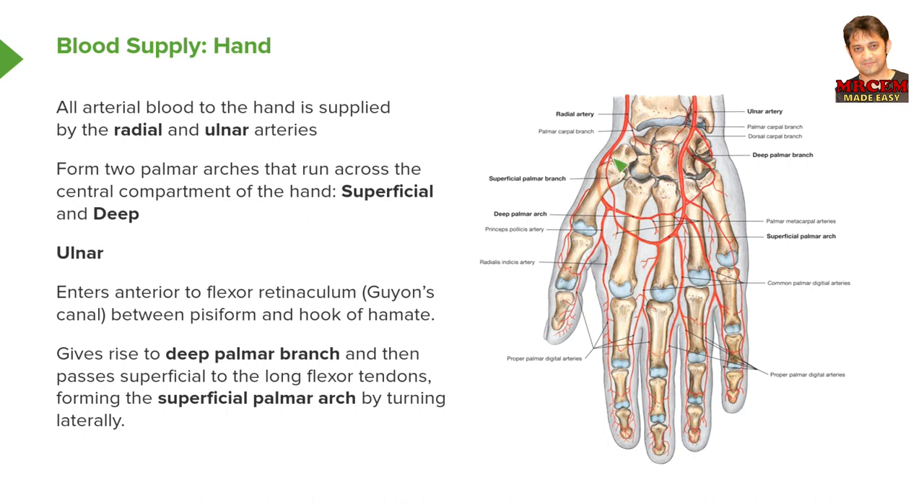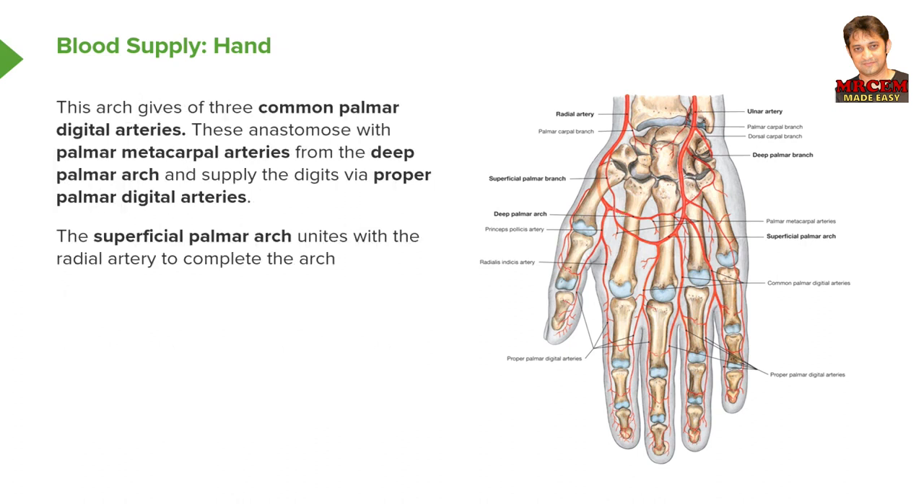And here we can see we have a complete anastomosis. Superficial palmar branch here, coming from the radial, is uniting with the superficial palmar arch. And we can see that running superficially within the hand. This artery gives off 3 common palmar digital arteries. So we can see 1, 2, 3. Coming from the superficial palmar arch, we have 3 common palmar digital arteries.